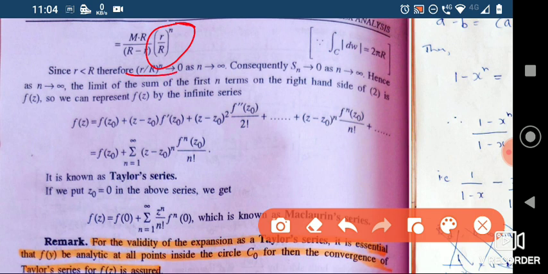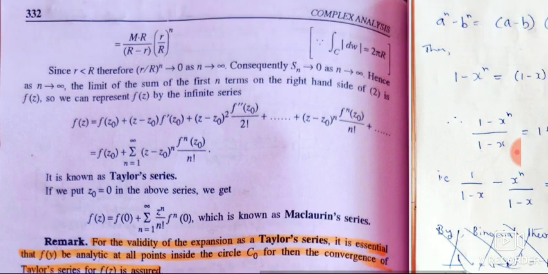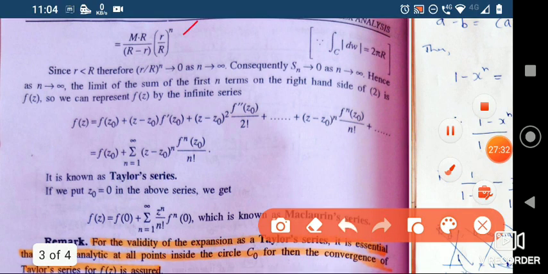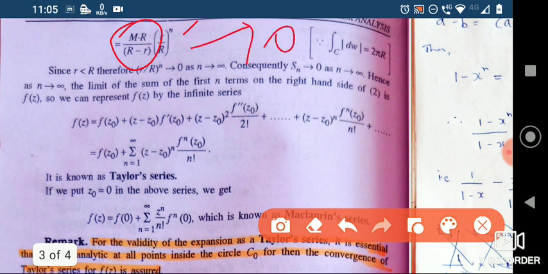How do we know this? This is by geometric sequence, which we had already. If you have this r term smaller than 1, then it tends to 0. These are sequences we had already, as the power n tends to infinity. So n is there only, right? Rest all is just constant. M is constant, capital R is constant, divided by R minus r is also constant. So this whole thing tends to 0 as n tends to infinity. That is, Sn tends to 0 as n tends to infinity.